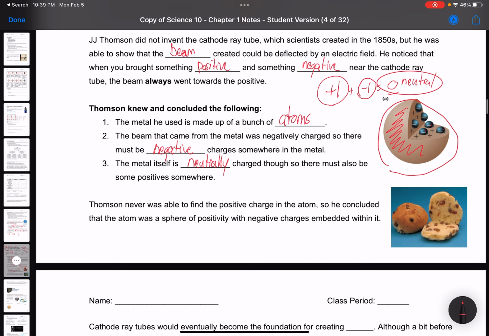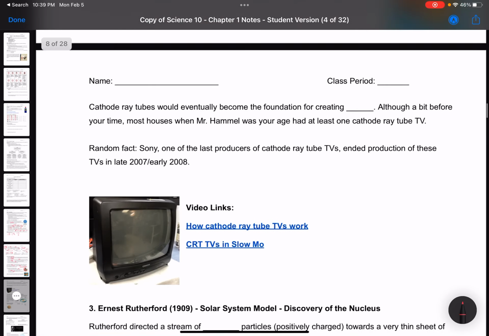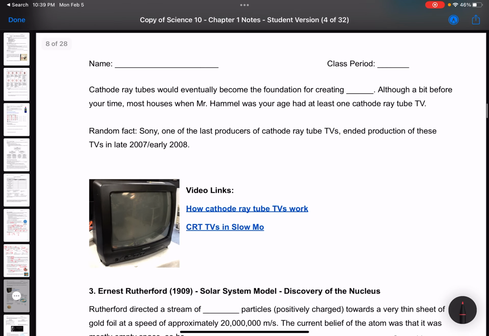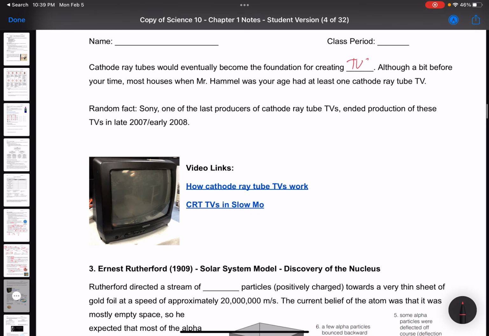So he was correct that electrons exist. They just don't exist inside, and the positive isn't just this sphere. So he was kind of correct, but either way, moved us forward for sure. Cathode ray tubes would eventually become the foundation for creating TVs.